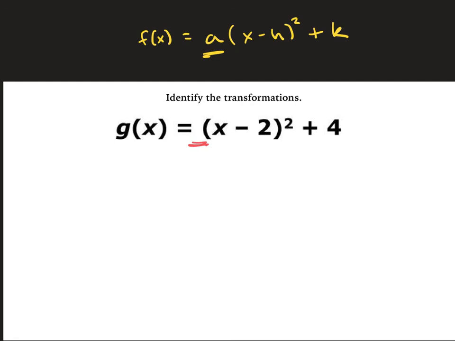Yes, no, maybe. No, we don't. So we don't have an a. We can skip that. Now let's move on to our h. We have a minus 2 on the inside. Does minus 2 tell us that we move left, right, up, or down? Inside, do we move left or right or up or down? Which one?